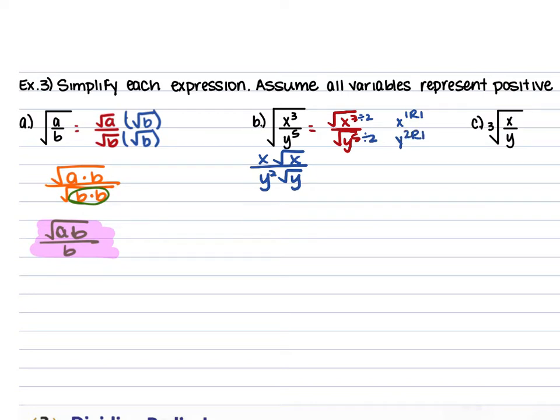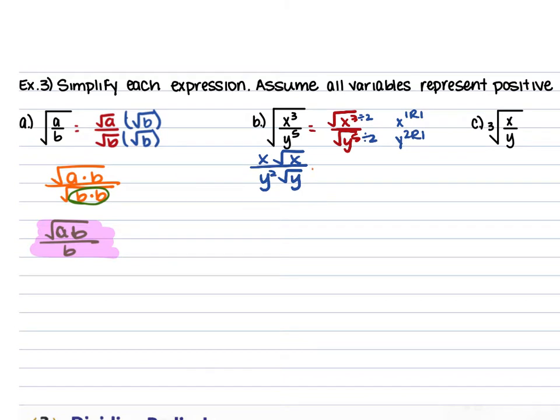So the x to the 1st power goes on the outside. The remainder of 1 gives me an x on the inside. The y squared goes on the outside. The y with the remainder of 1 goes on the inside. So y goes on the inside. From here, I do have to rationalize my denominator.